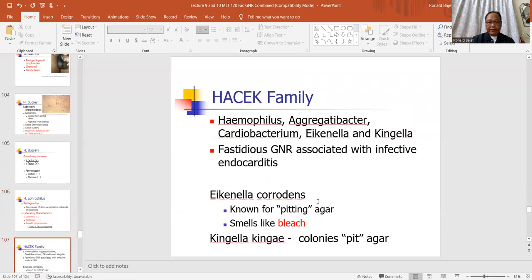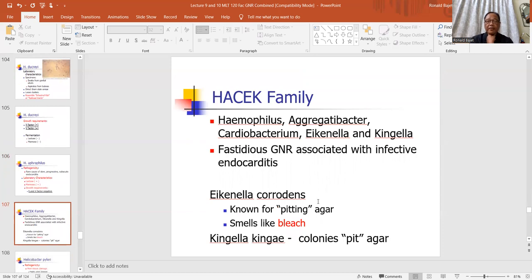Okay, make sure you know the X and V requirements. Haemophilus is also a member of the HACEK family. The HACEK family is an acronym of the Haemophilus organisms, Aggregatibacter (I'm not going to talk about that one), Cardiobacterium, Eikenella, and Kingella. These five organisms are fastidious gram-negative rods associated with infective endocarditis.